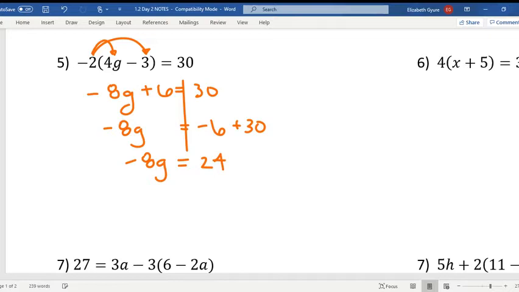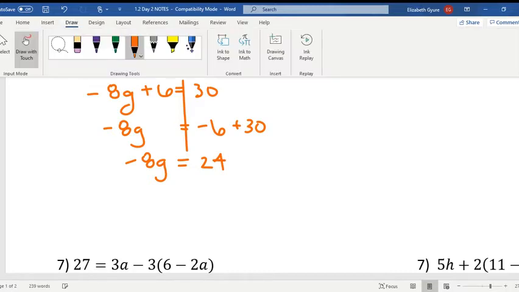And now we have -8 times g equals 24, right? So Bailey, what's the opposite of multiplying? Division. So we're going to divide both sides by -8.